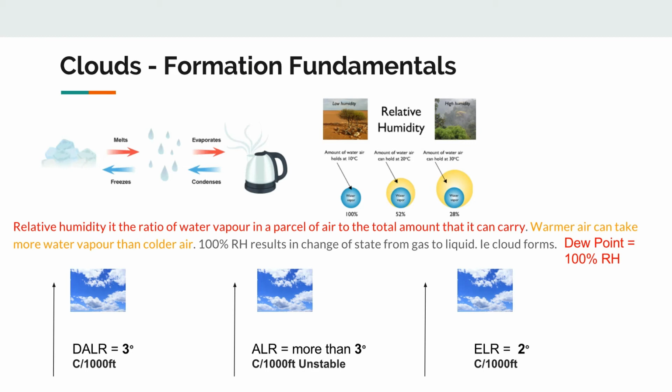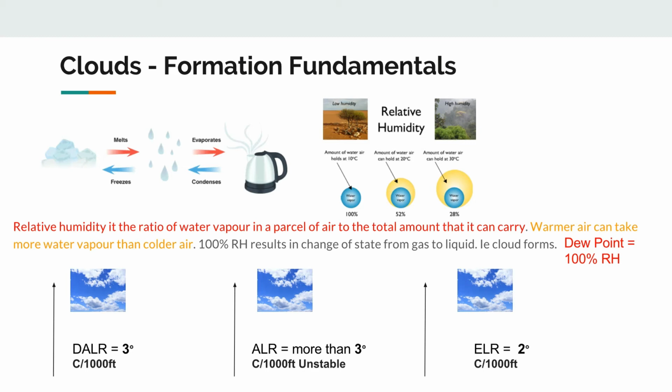So just remember that it's not just humidity, but the relative humidity, which is the ratio of water vapour in the parcel of air compared to the total amount that parcel can carry until you get to 100% relative humidity and you get dew form. So low humidity, it might be very dry air, but high humidity, you might start to see some condensation in the air itself.